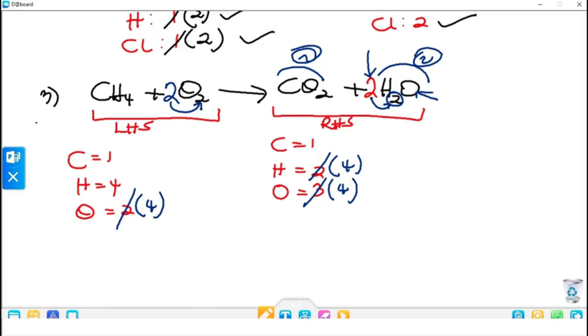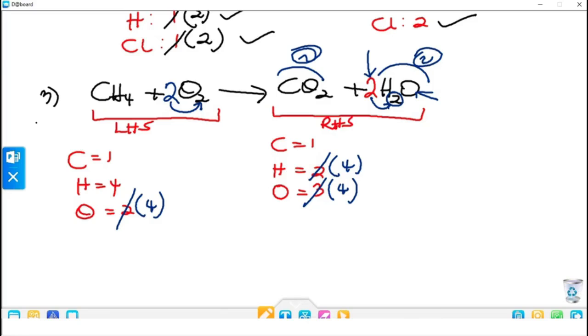So if we check out these equations, we'll see that carbon is 1 left and right, hydrogen is 4 left and right, and oxygen is 4 also left and right. So every one of these species is now balanced. All species are now balanced. So this is how to balance chemical equations.